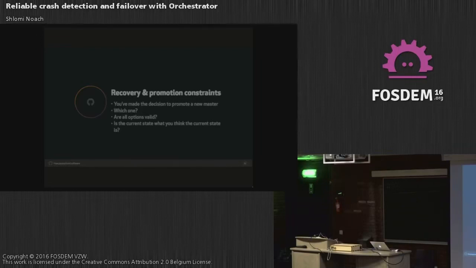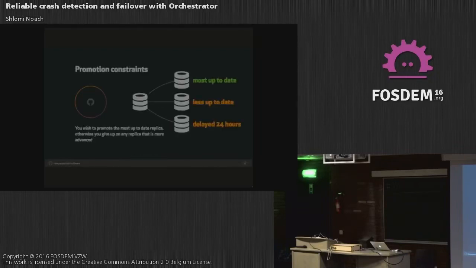Okay, so we detected a failure. We came to the conclusion that we want to promote a new master. Let's talk about the master, right? The master is dead, and we want to promote a new one. Who do we promote and how do we do it? Is any of the replicas a valid candidate? Can we promote anyone we like? Well, not really. So this is the classic case, right?